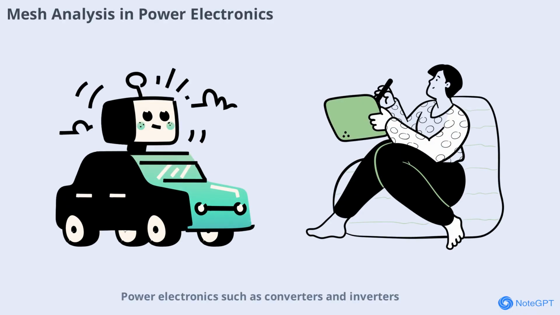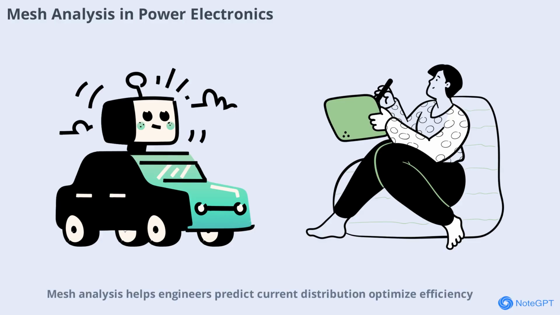Power electronics, such as converters and inverters, involve complex circuits with multiple loops. Mesh analysis helps engineers predict current distribution, optimize efficiency, and ensure safe operation. This technique is essential for designing reliable power systems.